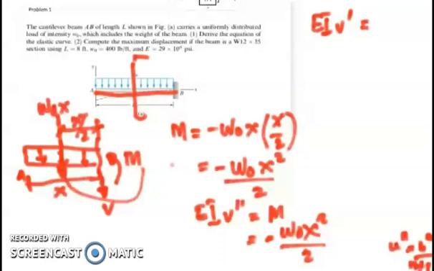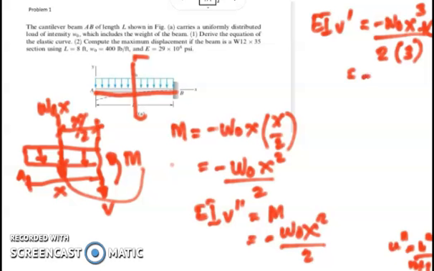So we're going to have negative w sub o. This is of course a constant term, so you just copy that one. Then apply the power formula, so that will be x to the n plus 1, so x to the 3 all over, we have 2 here, n plus 1, so that will be times 3, plus c sub 1. This is the constant of integration. So we have here negative w sub o x cubed all over 6 plus c sub 1. So that is the first integration.